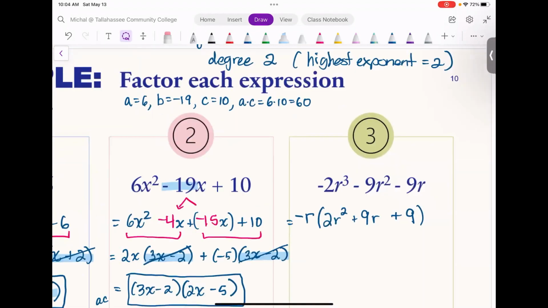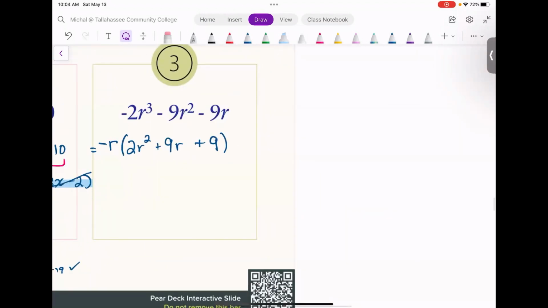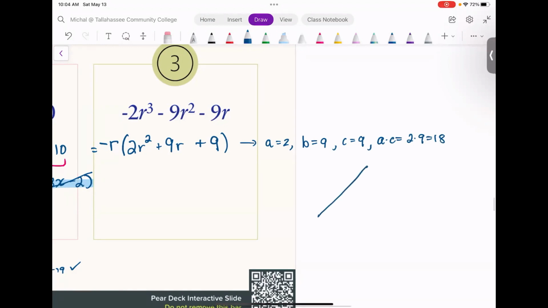My A is equal to 2. My B is equal to 9. And my C is equal to 9. A times C is equal to 2 times 9, which is 18. So when I write my diamond problem, I want to have my product of AC on top. And my sum is equal to B, which is equal to 9. Notice I don't write 9x, I just write my 9. It's a positive 9.